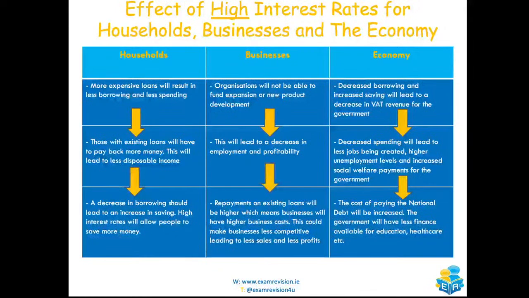From the economy's end then, decreased borrowing and increased saving will lead to a decrease in VAT revenue for the government, and decreased spending will lead to fewer jobs being created and higher unemployment levels and increased social welfare payments for the government also. It also means that the cost of paying the national debt will be increased because they'll have less finance available. As a result, they'll have less finance to spend on things like education and healthcare, so they might actually have to make cuts in those departments.